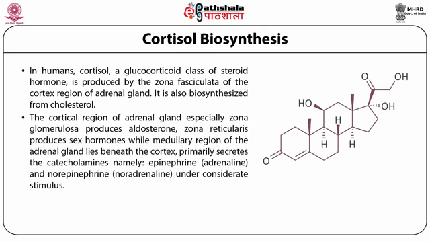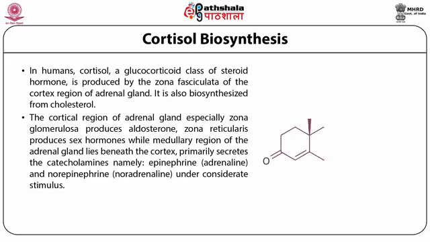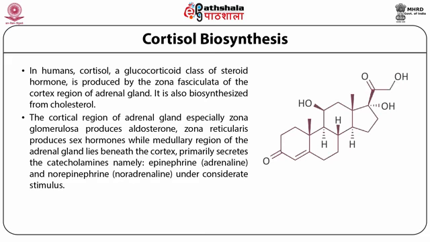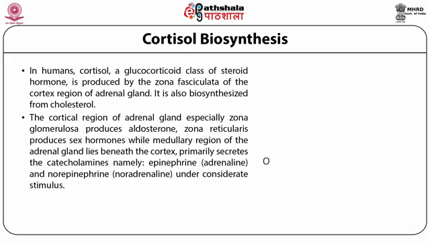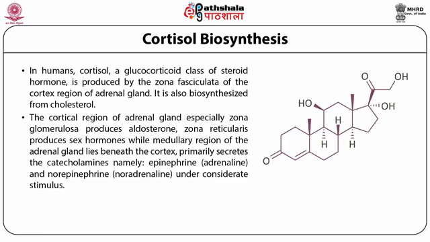The cortical region of adrenal gland, especially zona glomerulosa, produces aldosterone. Zona reticularis produces sex hormones, while the medullary region of the adrenal gland lies beneath the cortex, primarily secretes the catecholamines, namely epinephrine or adrenaline and norepinephrine or noradrenaline under the sympathetic stimulus.